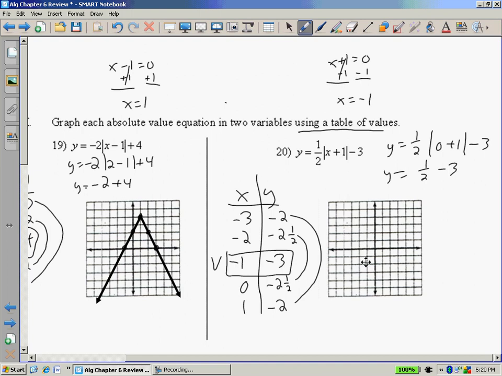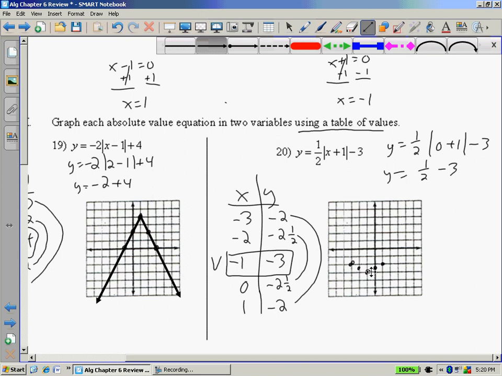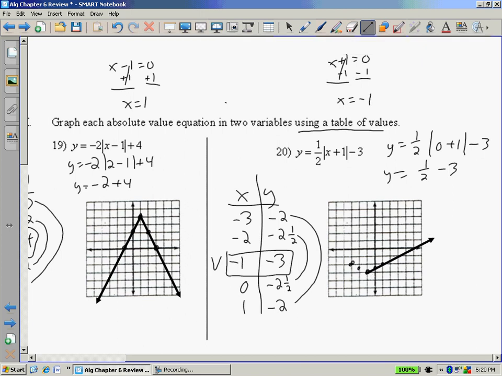Negative 1, negative 3, 0, negative 2 and 1/2, 1, negative 2. We also go the other way. Negative 2, negative 2.5, negative 3, negative 2. And there's my graph.